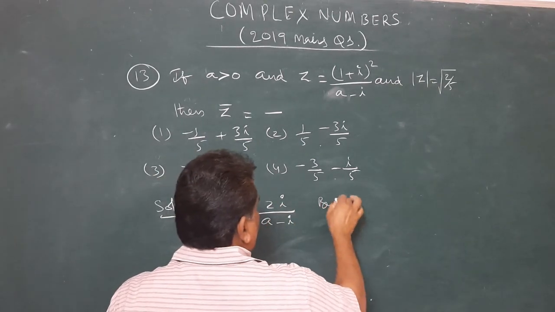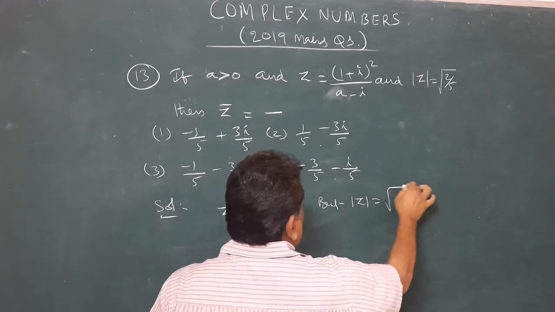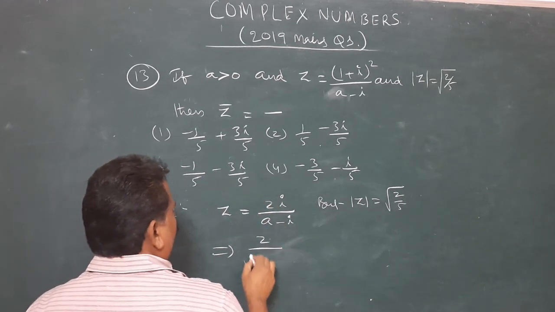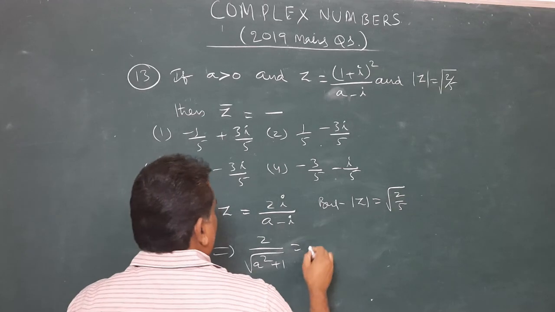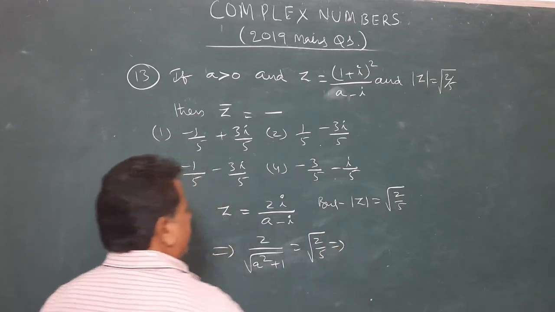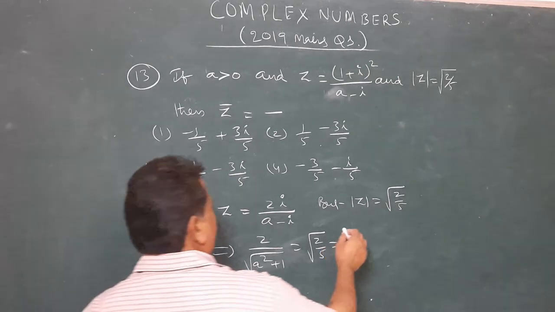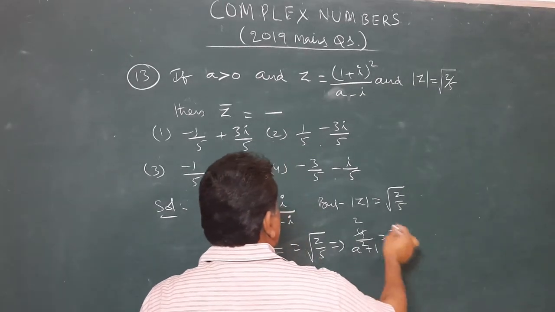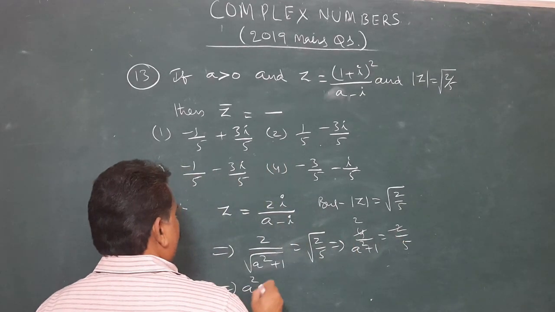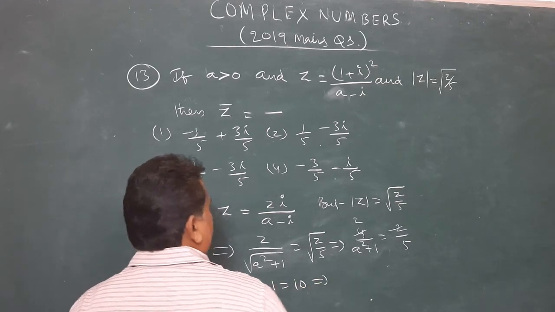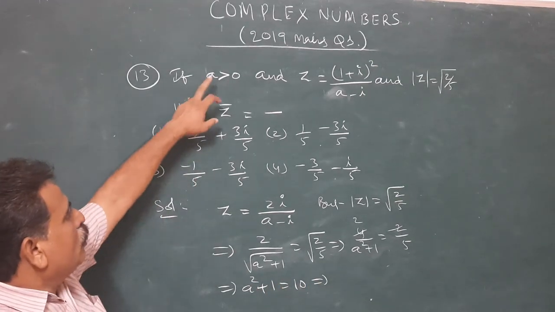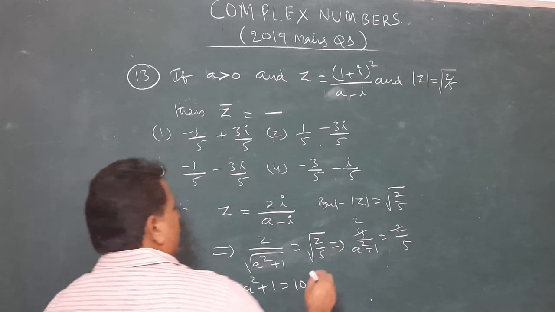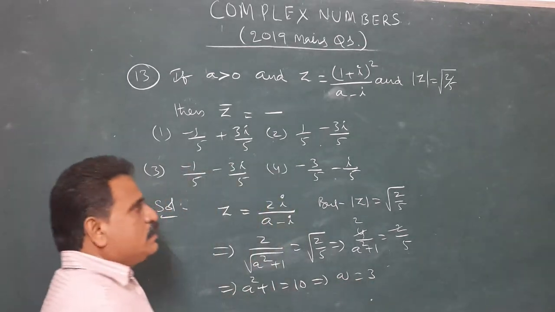But mod z equals root 2 by 5. This implies mod z, this modulus, is 2 by root of a square plus 1, equal to root 2 by 5. Squaring both sides, we get 4 by a square plus 1 equals 2 by 5. 2 cancelled in 2 times. By cross multiplication, we get a square plus 1 equals 10, which implies a square equals 9, a equals plus or minus 3. But a is greater than 0, that is given. Therefore, a equals 3; take only 3, don't take minus 3.